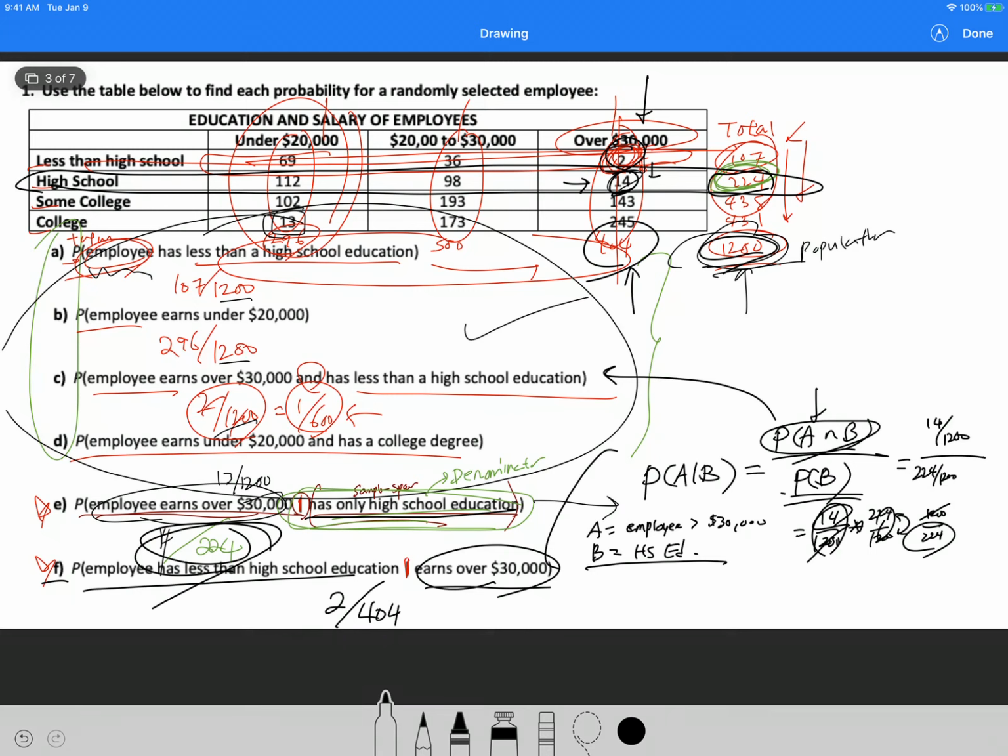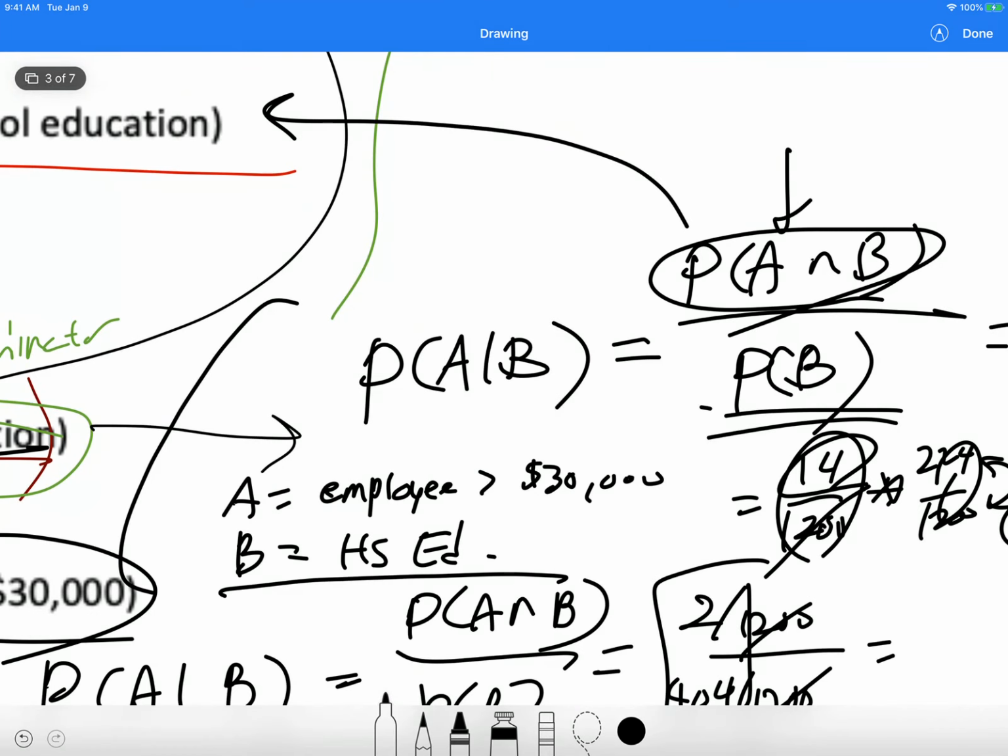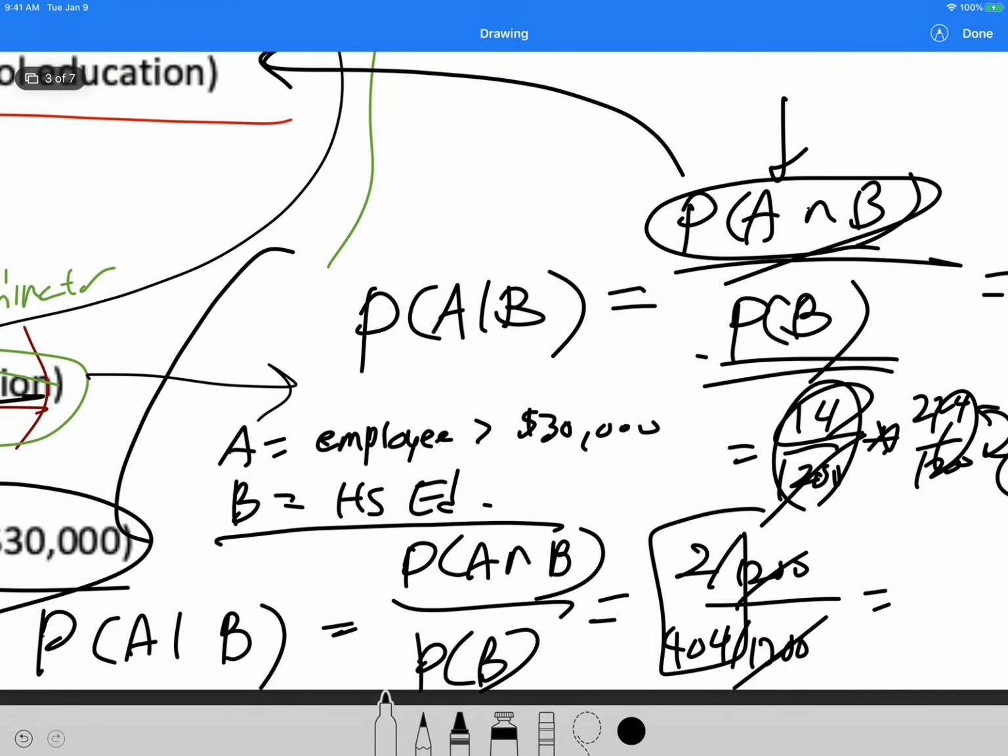Oh, actually, wait a minute. It's not exactly the same because it says less than high school education, so it should be 2. So that should be the answer. Well, how do I utilize my formula to get the answer? It's probability of A and B over probability of B. What is probability of A and B? Both of them coinciding together, which is 2 out of 1,200, over people that earn over 30,000, which is 404 over 1,200. The 1,200s will cancel each other out if you want to think of it that way.